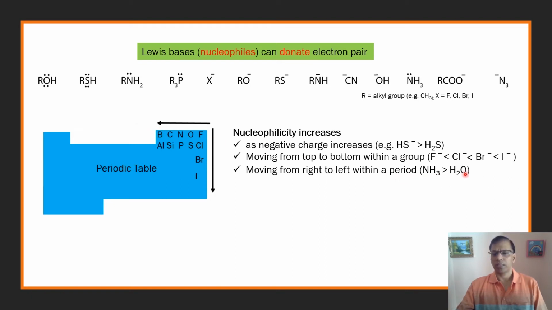In case of ammonia and water, that's a very good example. Both ammonia and water have lone pair of electrons. But if you consider the size and the electronegativity of the two atoms, you are aware that oxygen is more electronegative than nitrogen. And hence it will hold electrons much more strongly than nitrogen. And for that reason, ammonia is more nucleophilic than water.